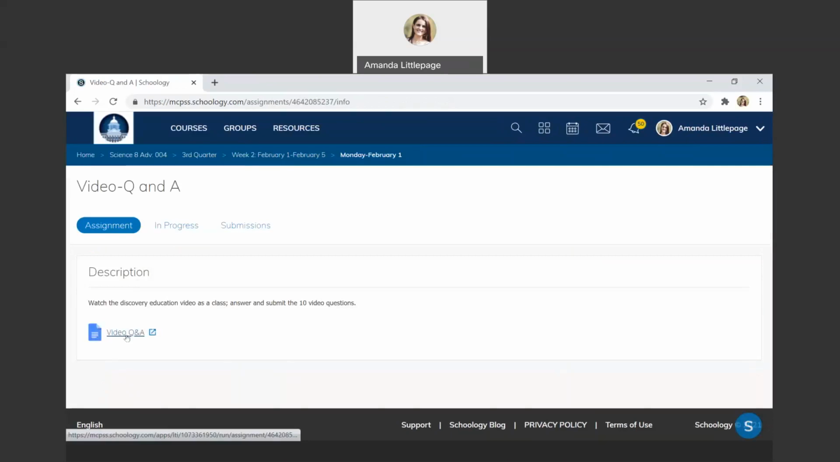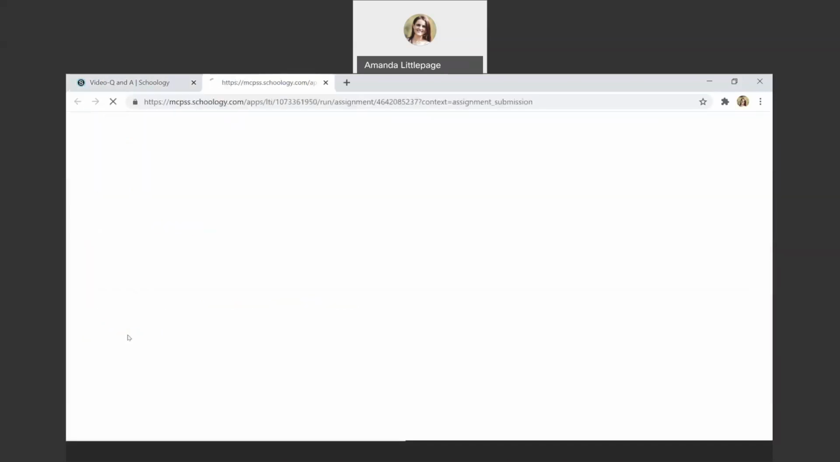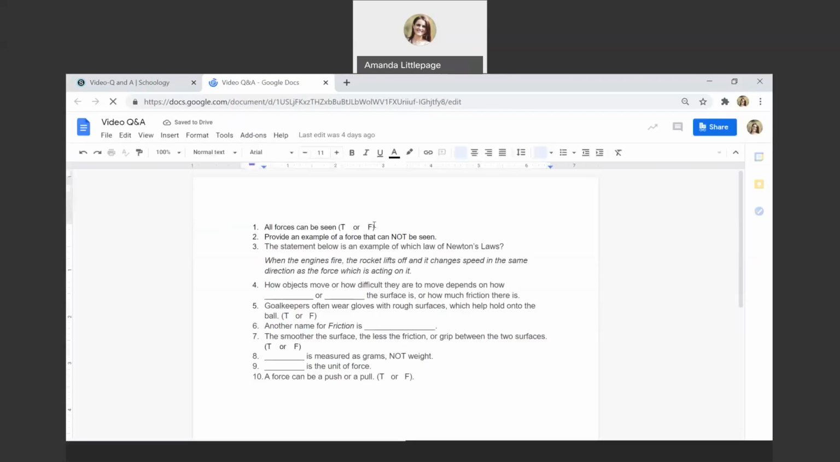These are 10 questions that go along with the video, and you are just going to answer them. For the true and false, you can just highlight. If you think it's false, you will highlight. Number 2, it says provide an example of force that cannot be seen. You're going to type those responses for these. The same with number 3.